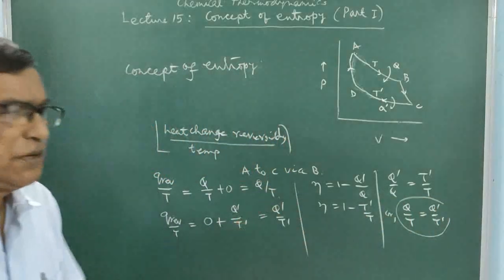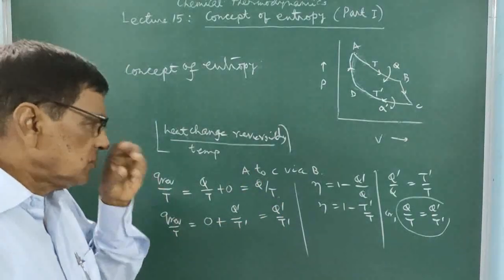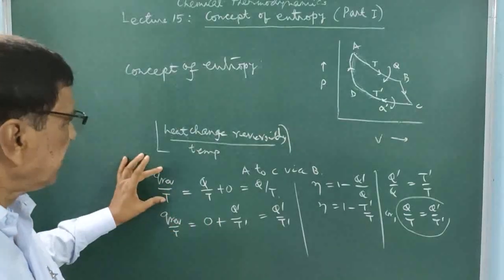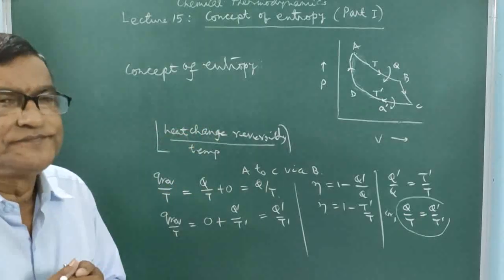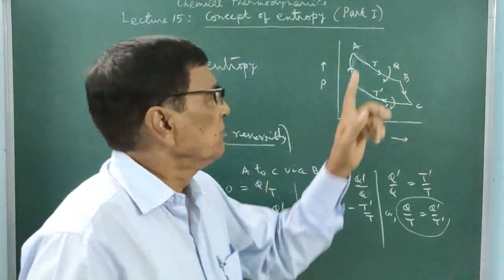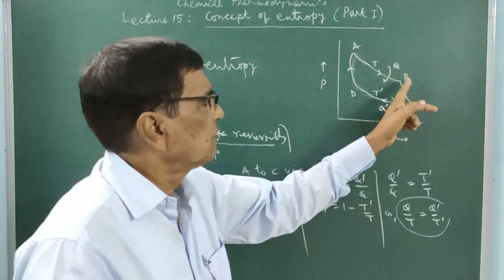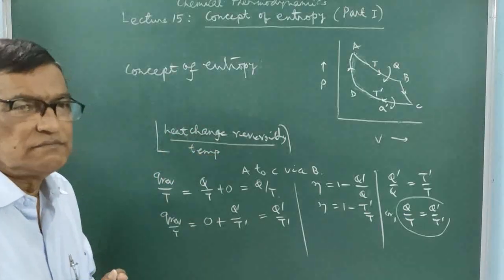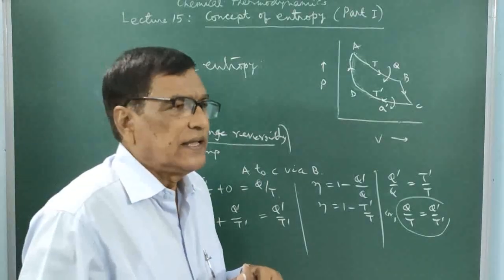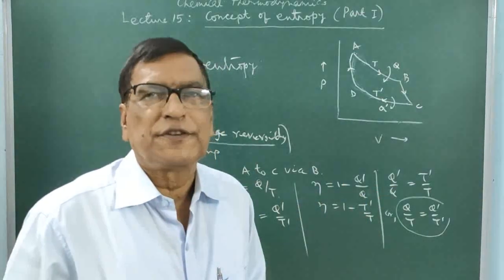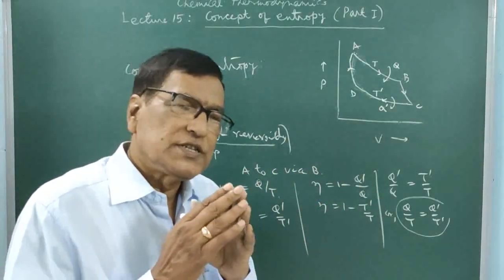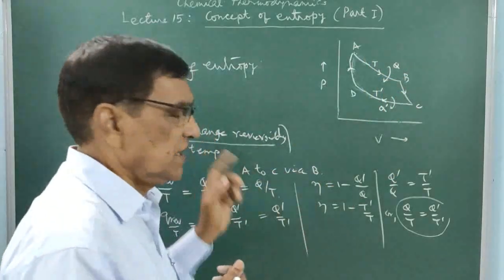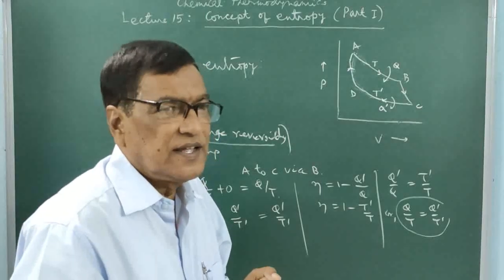This is the conclusion obtained from the efficiency of the Carnot engine. So in this case these two are equal. What does it mean? This property, heat change reversibly by temperature, is fixed between the two definite states, whether it is going through B or going through D. This term will be a difference of a certain fundamental property which does not depend on the path, it depends on the state. It will be the same between the two definite states, whatever the path may be.